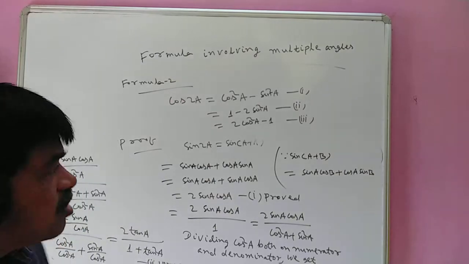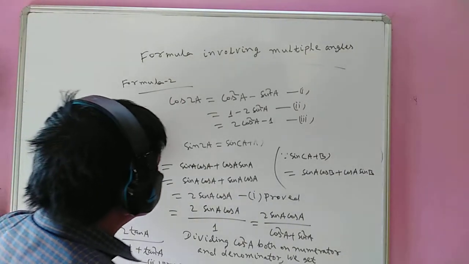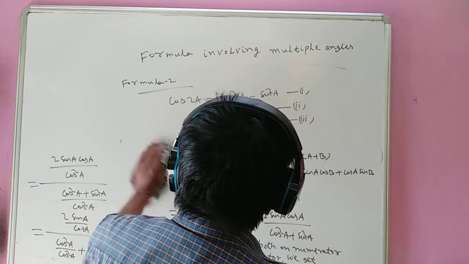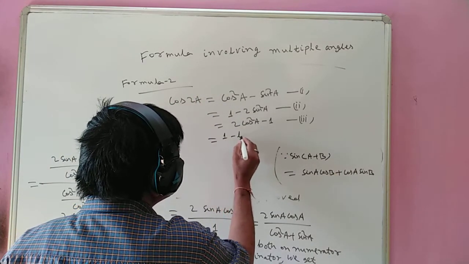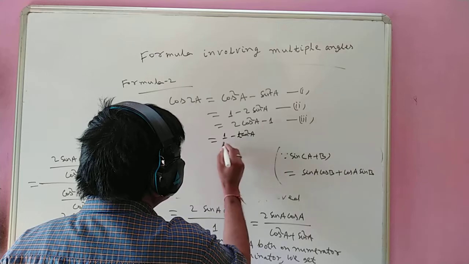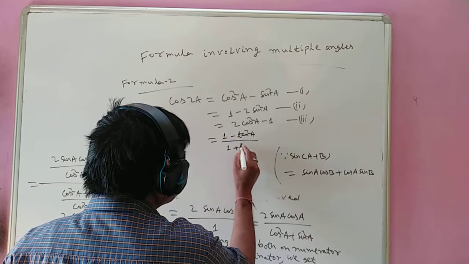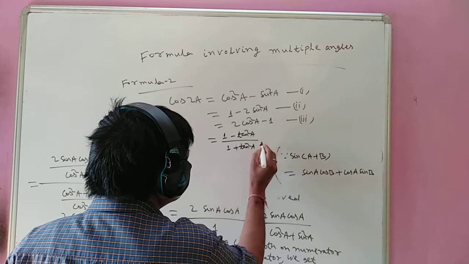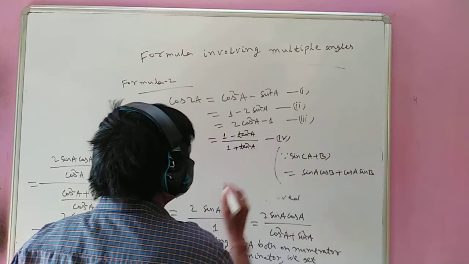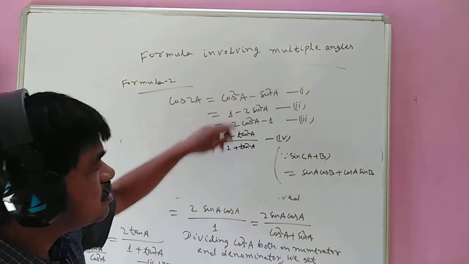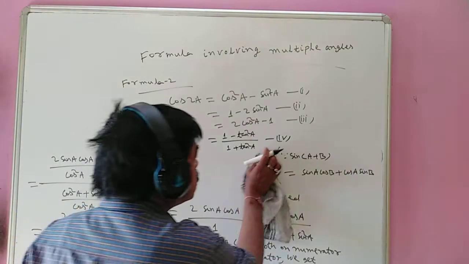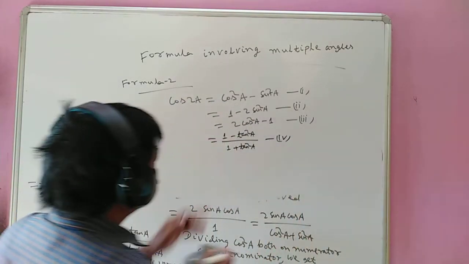And in terms of tan, this is equal to 1 minus tan square a divided by 1 plus tan square a. So this is your fourth formula. The basic formula is cos square minus sin square. And if we express it in terms of sin, the second one is like that.